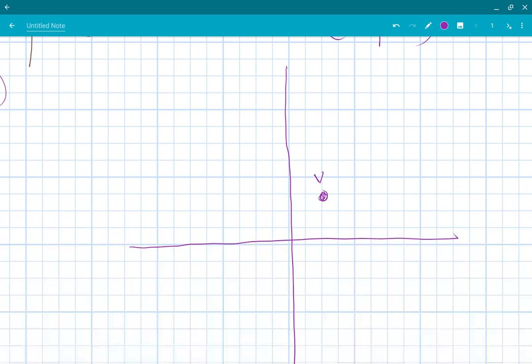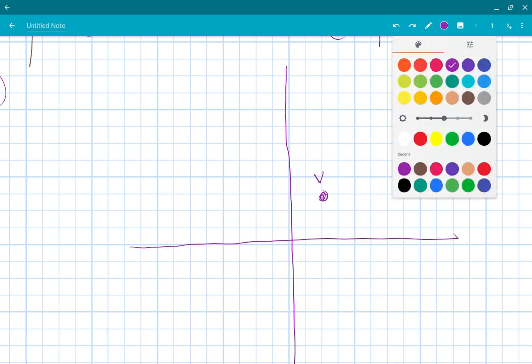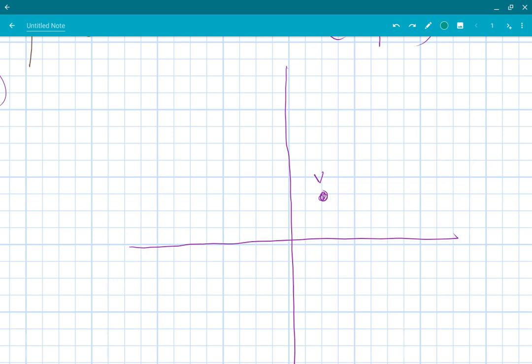What do you guys think? Are we going to go up? We're going to go down by 0.5. Yeah, we're going to go down by half. Thank you for participating. Appreciate that. So we're going to go down half over 1. Down half over 1. It looks like we can skip.